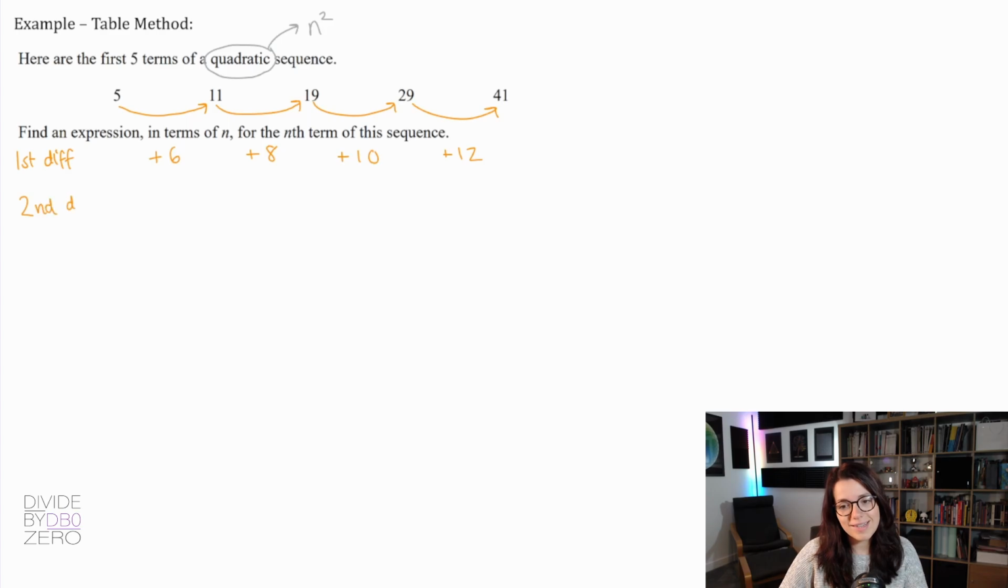Then we need to find our second difference, and that's the difference between the differences. So in this case, we've got +2, +2, and +2. This is good news. You want that second difference to be the same number each time. That means it's a quadratic sequence.